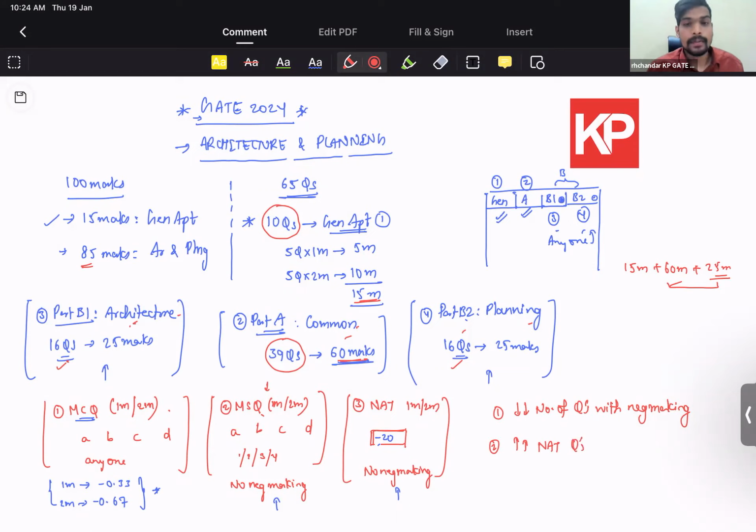I'm not saying this trend will continue forever, at least this has been observed. So in your preparation, you have to strategize things accordingly. If there were 12 numerical questions in the 2021 paper, there were 16 numerical questions in the GATE 2022 paper, not counting B1, B2 individually. If you consider all 65 questions which you need to answer, 16 questions were numerical in the 2022 paper. So there has been an increase in the number of numericals overall. You have to remember these basic insights also in your preparation.